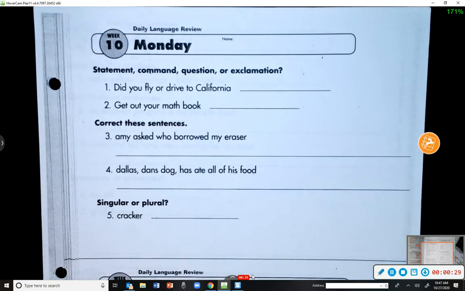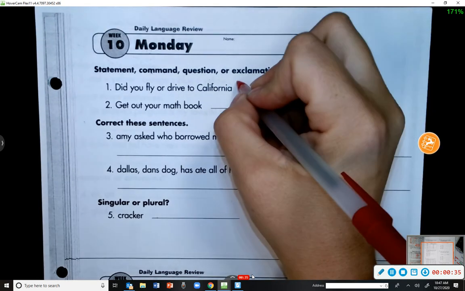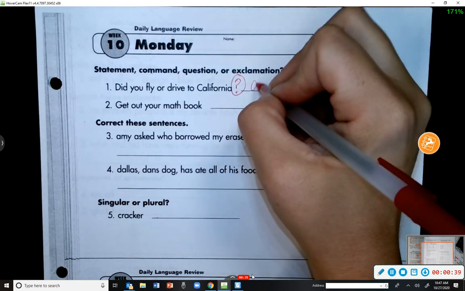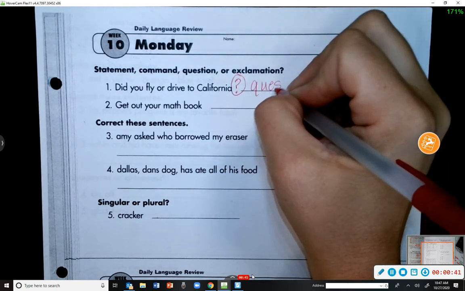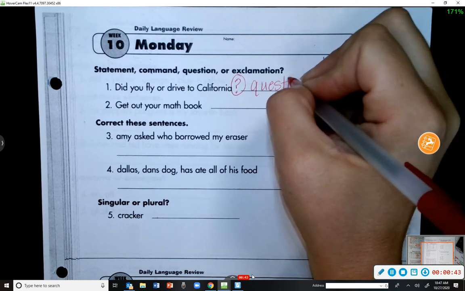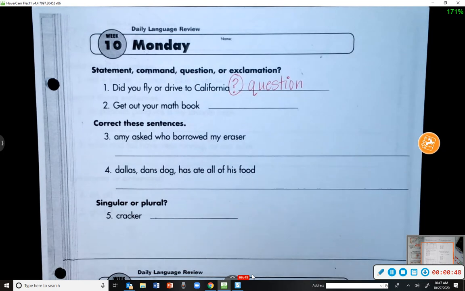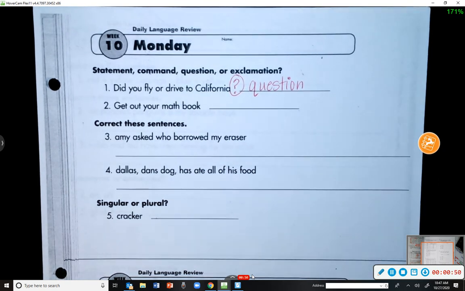Did you fly or drive to California? Okay, what do you think that is, Kelsey? Question. Question, good. So we put a question mark at the end of it. And then on the line, you just had to put that it is a question. Okay, number two.